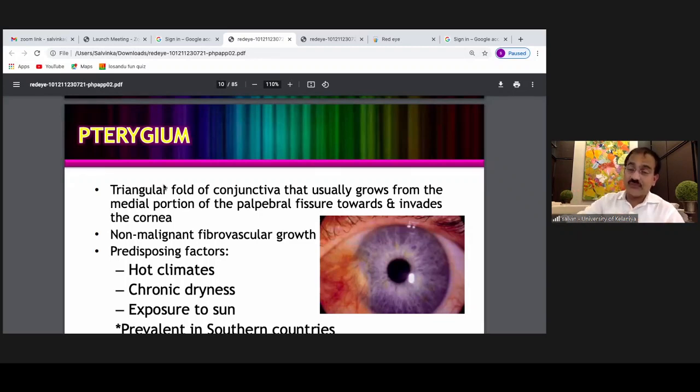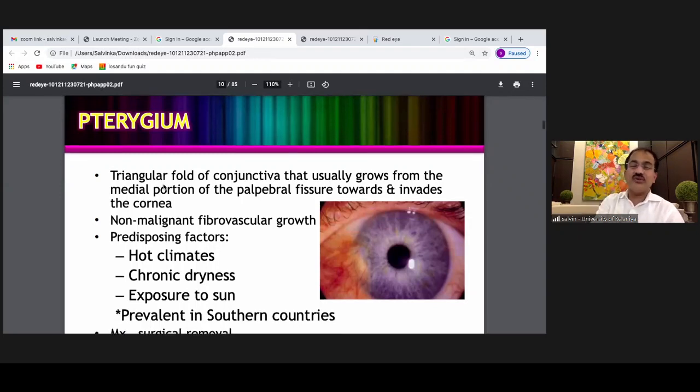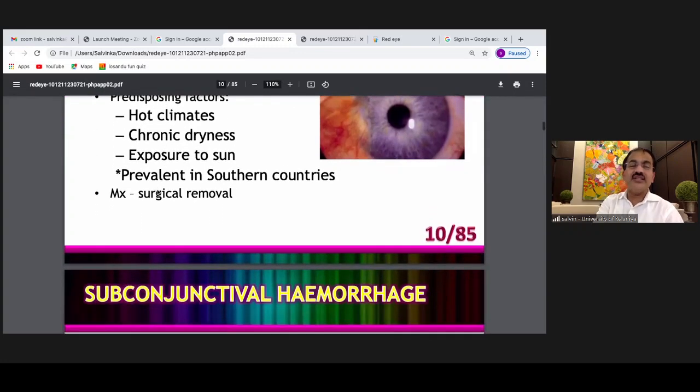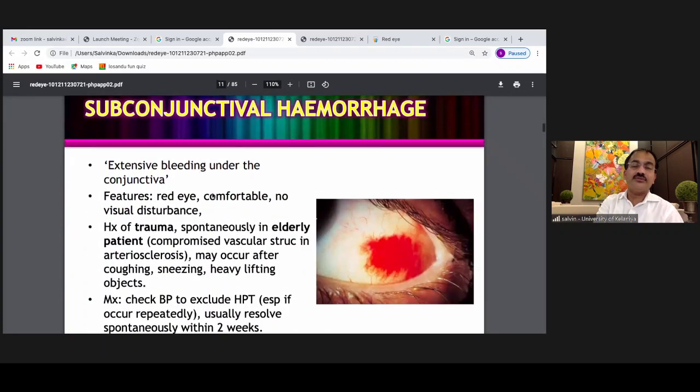Or else for cosmetic reasons, you remove it. But are no drops going to help? Nothing. The only treatment is to take it out under topical anesthesia. You don't have to know the details, but surgery is the treatment. Management, surgical removal only. Very good.